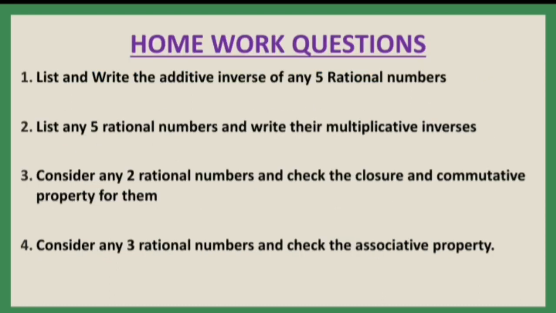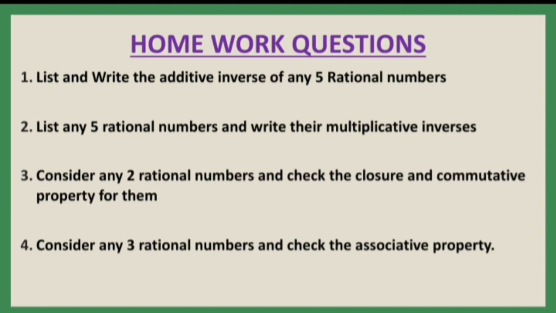Okay, now let us take your homework questions. Write down the first question. List and write the additive inverse of any 5 rational numbers. You take any 5 rational numbers of your wish and write the additive inverse of all of them. The second one is to list any 5 rational numbers and write their multiplicative inverses. Take rational numbers of your own wish. If you have a textbook, you can select the rational numbers from the textbook also, or you can write your own rational numbers and write their multiplicative inverses.